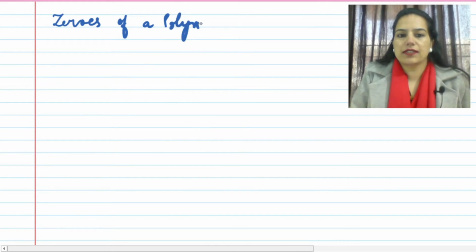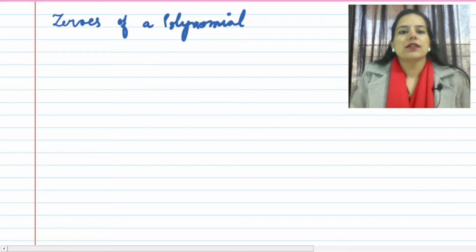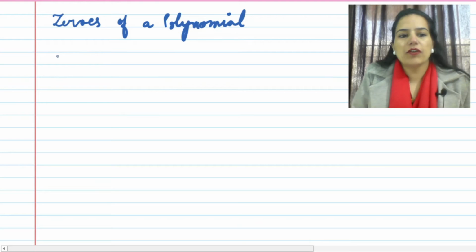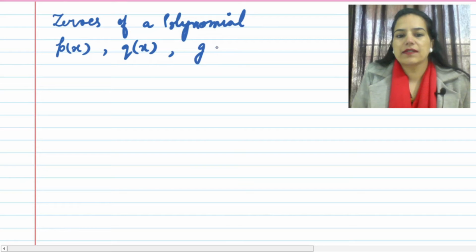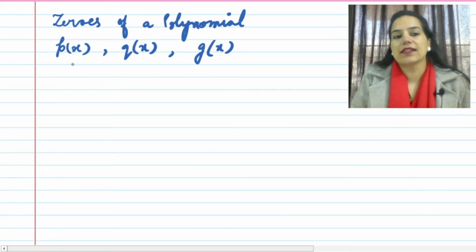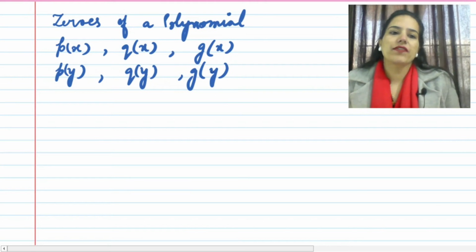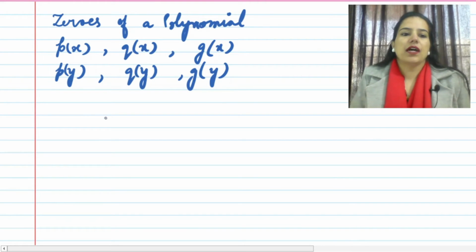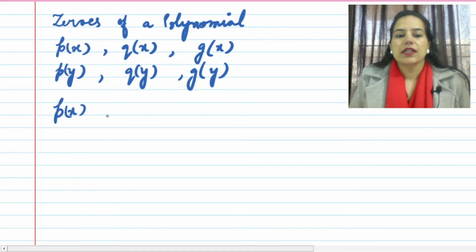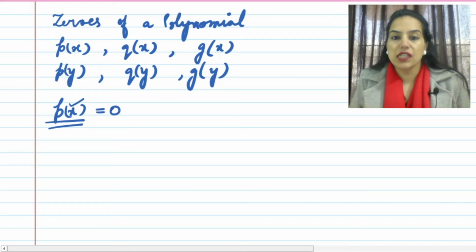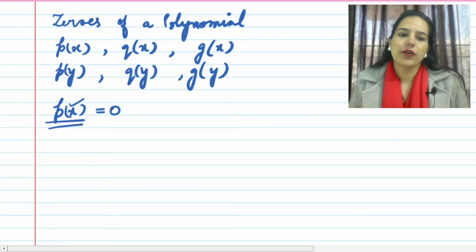Next important concept is zeros of a polynomial. This also you've done in class 9. Just a quick reminder, zeros of a polynomial. Now a polynomial is usually represented as p(x) or q(x) or g(x). That means a function in x. I can even write it as p(y) or q(y) or g(y), right? That means the given expression is in that variable. Now p(x), if it is one of the polynomials, that value of x which makes p(x) equal to 0 is called the zero of a polynomial.